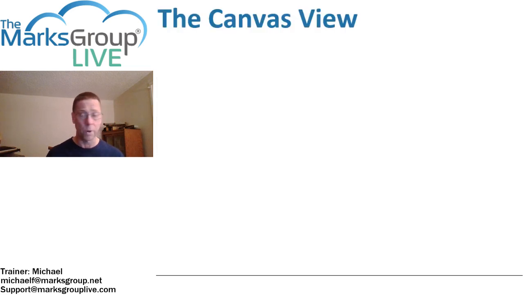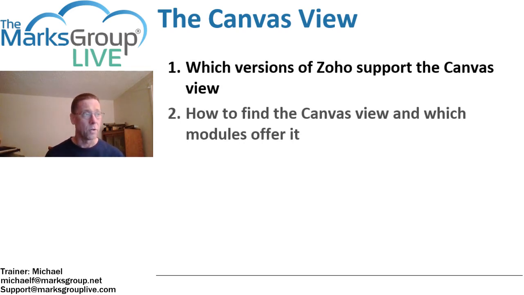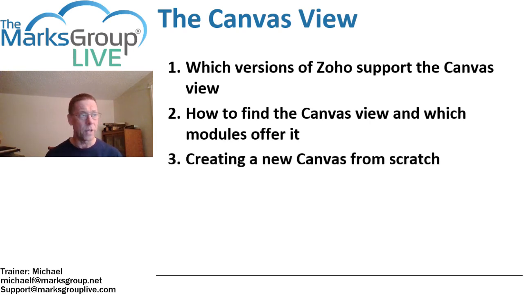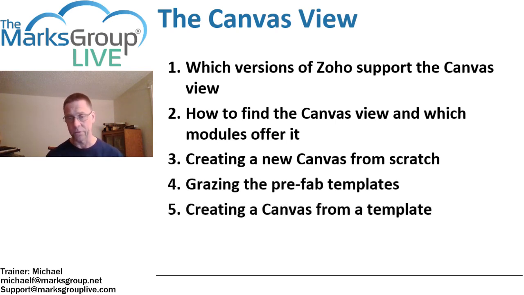Let's actually review what we're going to be talking about today. We're going to look at which versions of Zoho support the Canvas view. We're going to look at how to find the Canvas view and which modules offer it. We're going to look at creating a new Canvas view from scratch, and then we're going to look at some of the prefab templates, and we're going to create a new Canvas view at that point using one of those templates.